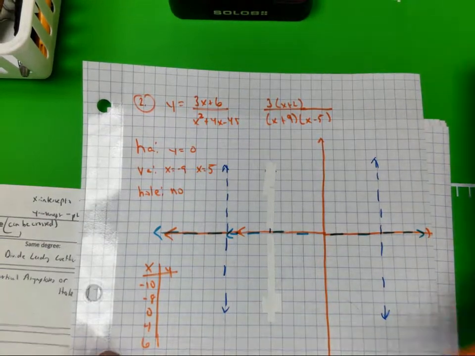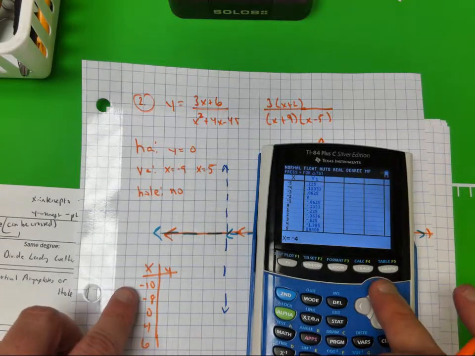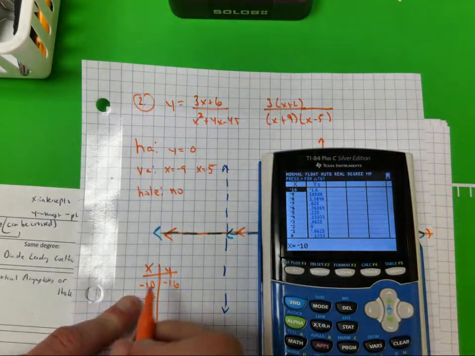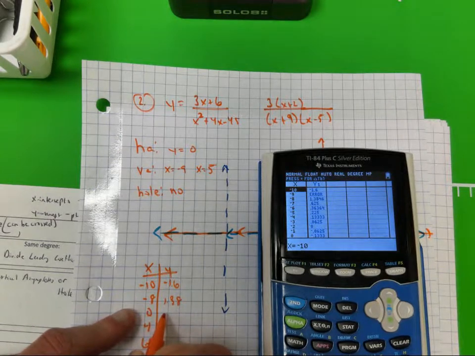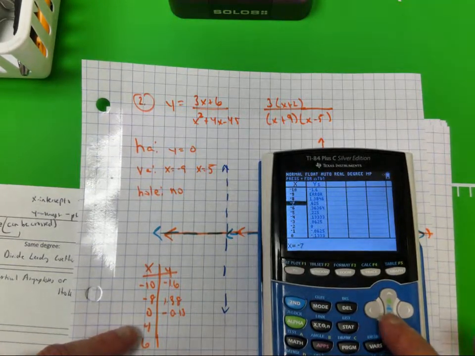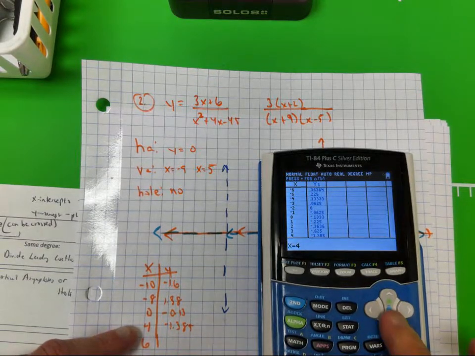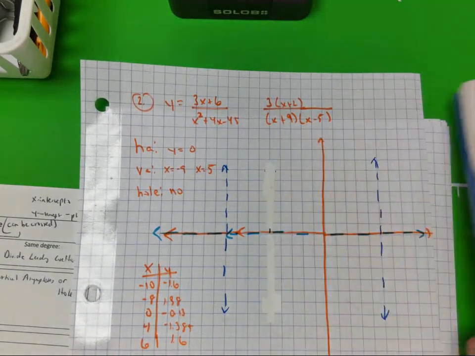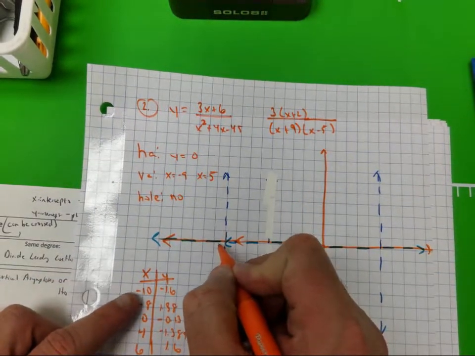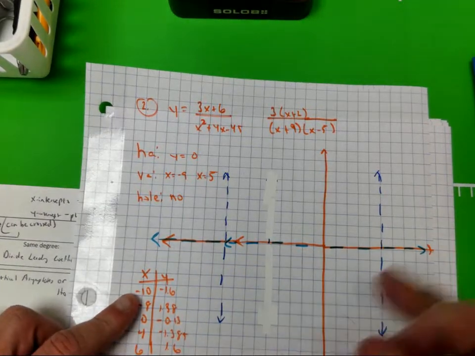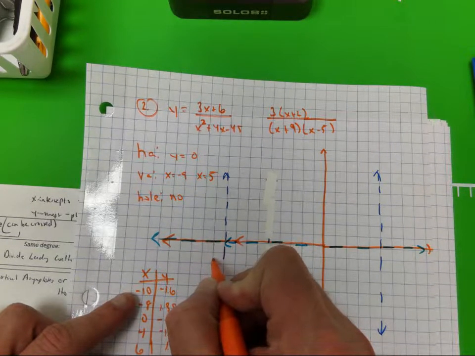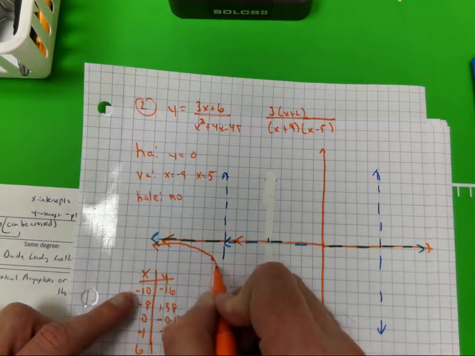So I'm going to use my table feature now, second table, and go up to negative 10. Negative 10 is negative 1.6. Negative 8 is 1.38. 0 is negative 0.13. 4 is negative 1.385. And 6 is 1.6. Yes, you should have an error at 5 because that's a point of discontinuity. Alright, so negative 10 and negative 1.6. It's going to get very close to the asymptotes, but do not cross them.